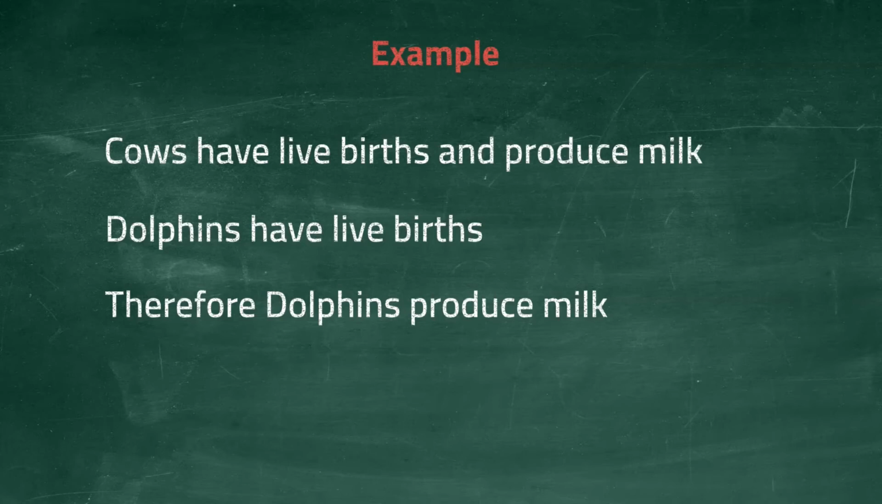Cows and dolphins are similar. They both have live births and are in fact both mammals. Yes, there are dissimilarities too. Dolphins are good swimmers, cows less so, but the dissimilarities are not relevant here. Whether they live in the sea or not has no bearing on whether they produce milk or not. On the other hand, the similarities between the two are relevant. Since both cows and dolphins are mammals, they should both produce milk.